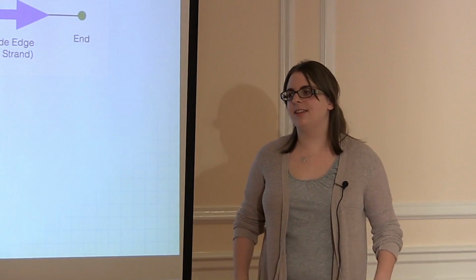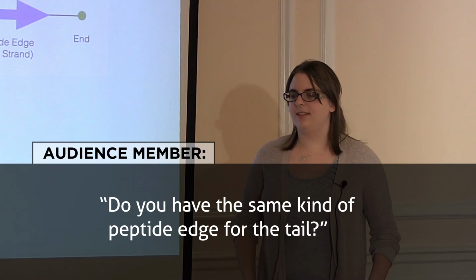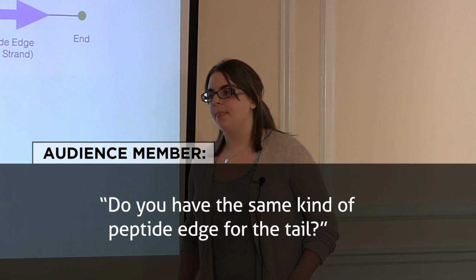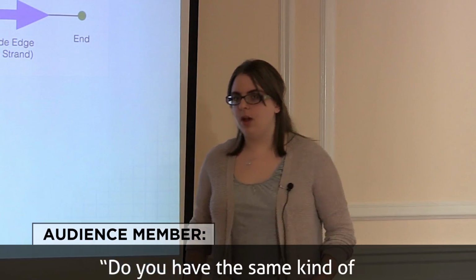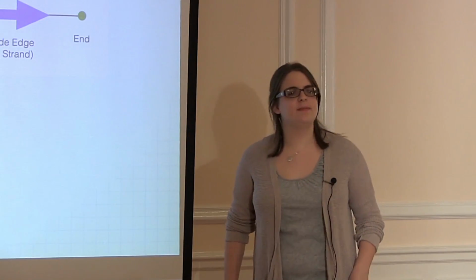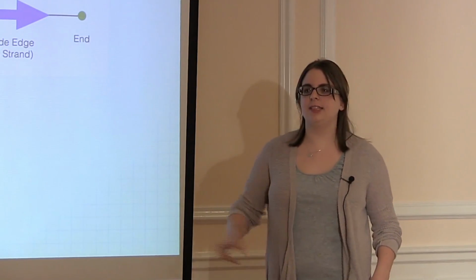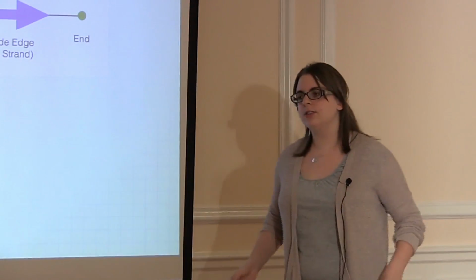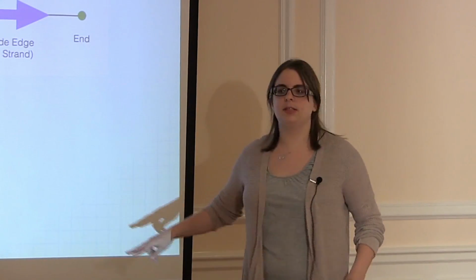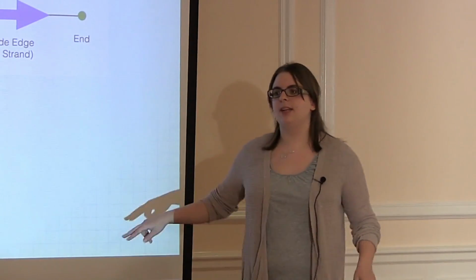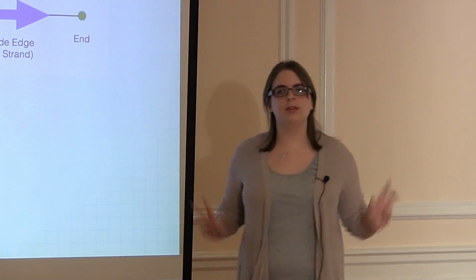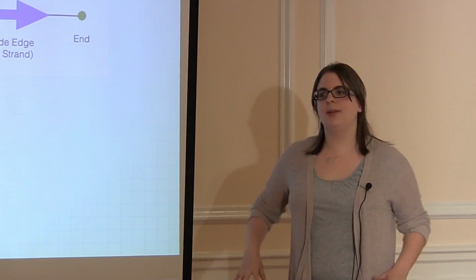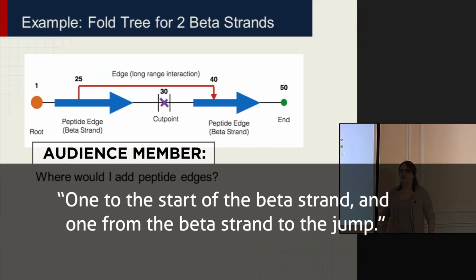Anyone else want to? I'm sorry, can you repeat that? The question was for every different secondary structure, do you have different kinds of peptide edges? You don't have a different type, a peptide edge is a peptide edge. But yeah, you might want to define different peptide edges to define your secondary structure, your FoldTree. This is also something you'll be doing later.